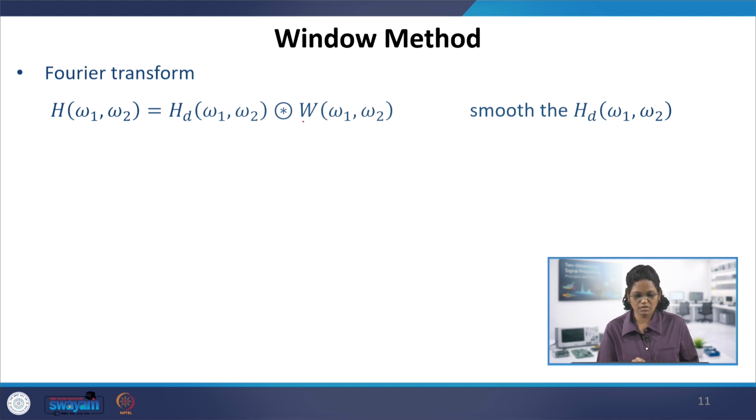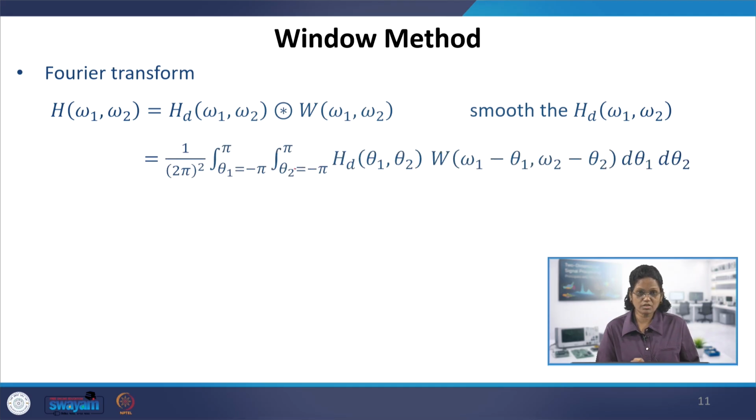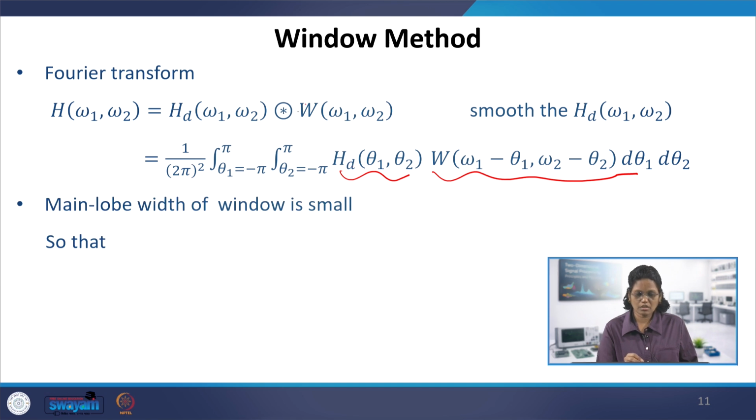This convolution smooths HD of omega 1 comma omega 2 by the window function, the circular convolution in the frequency domain. The equivalent is the circular convolution of HD of theta 1 comma theta 2 and W, integrated with respect to theta 1 and theta 2. So this is the expansion of the circular convolution. So what is the W?